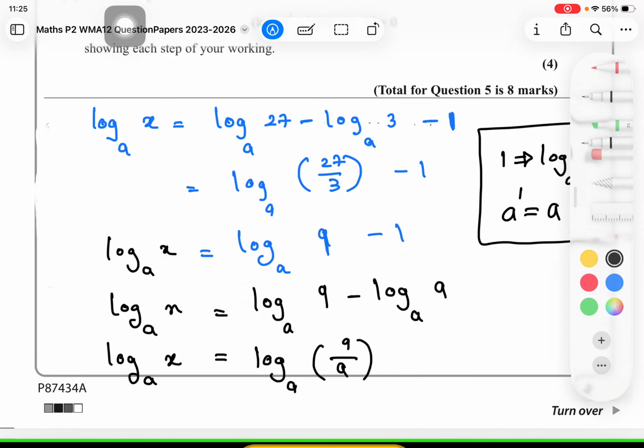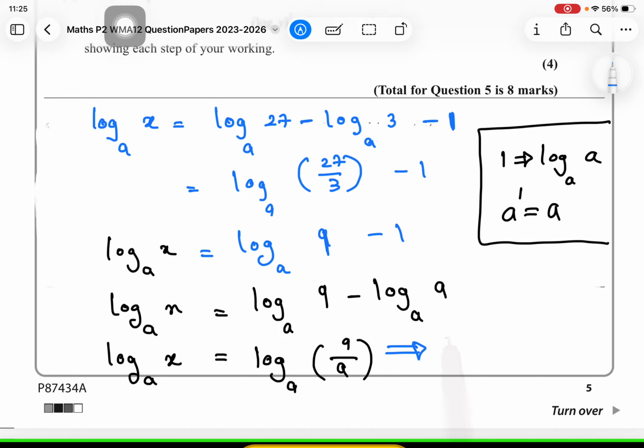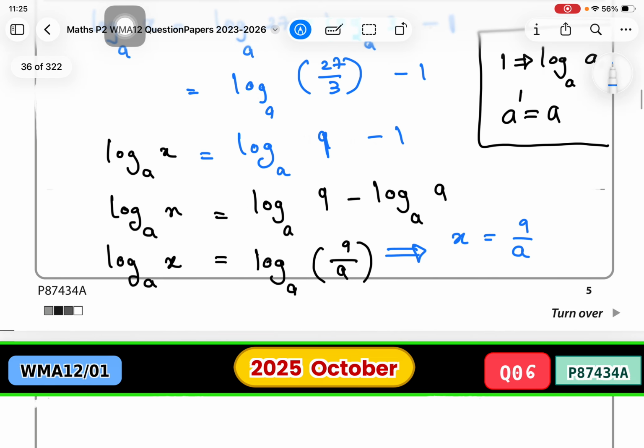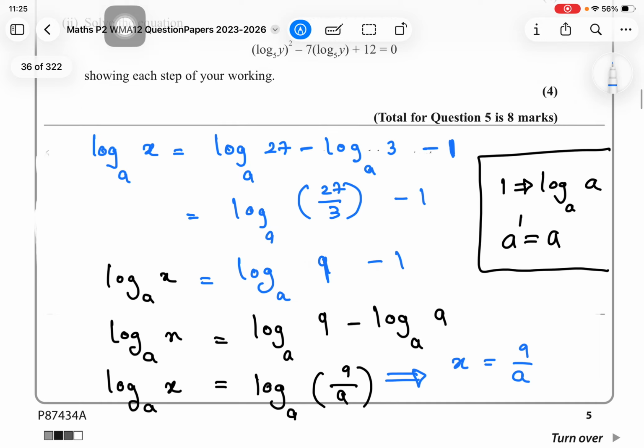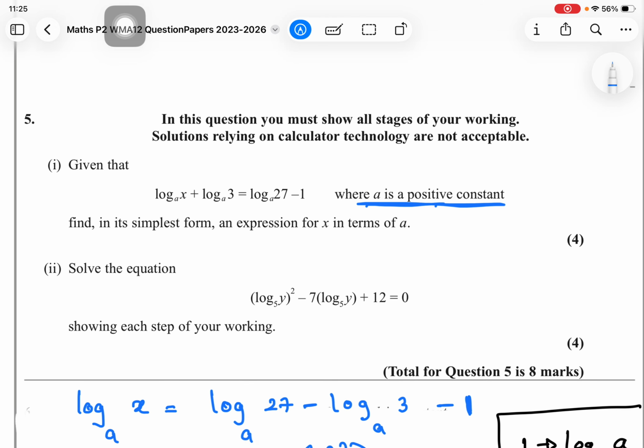So what I can do is, we don't call it crossing things off, but anyway, the arguments must be the same, since the log base is the same. So from here we can write x equals 9 divided by a. What they're asking is to write x in terms of a. So x equals 9 divided by a. So we have that answer here. Good.